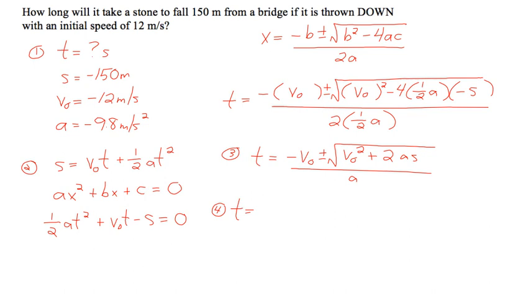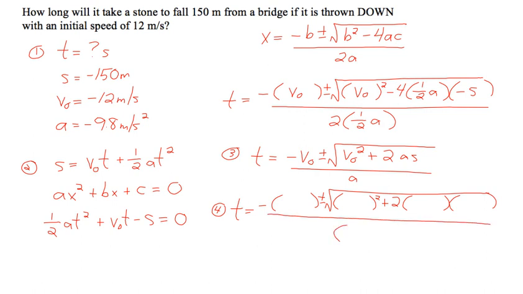So I'm going to have t equals minus VO plus or minus the square root of VO squared plus 2AS all over A. So again, I put all the parentheses in every letter. I don't care what the numbers are yet. I've put the parentheses because those are placeholders for my values. And so now I'm going to put in the numbers.